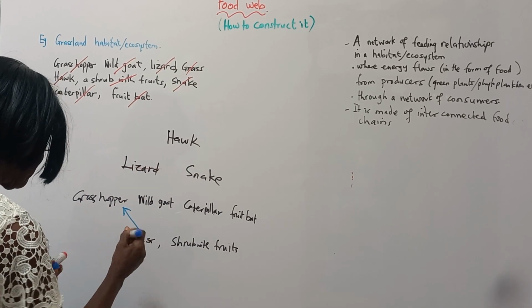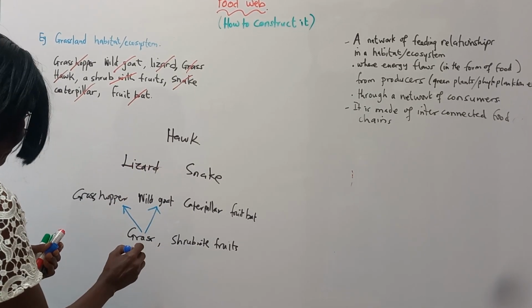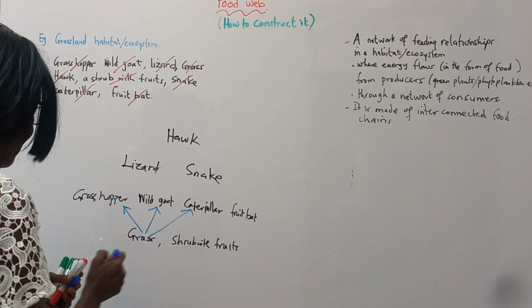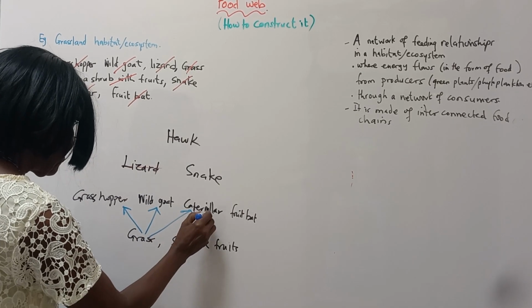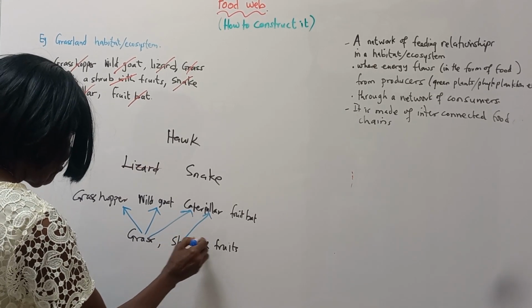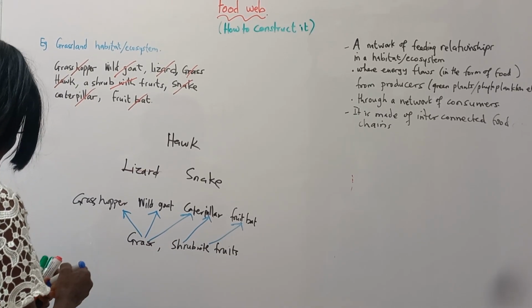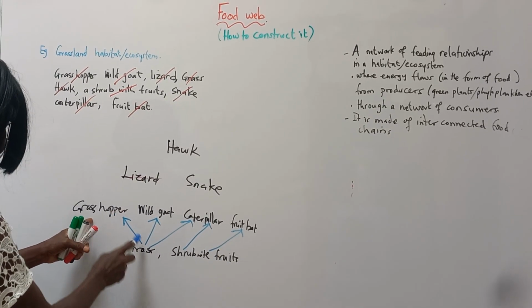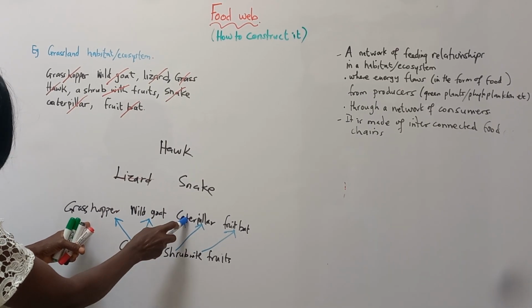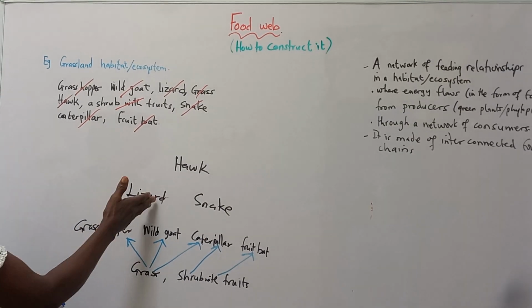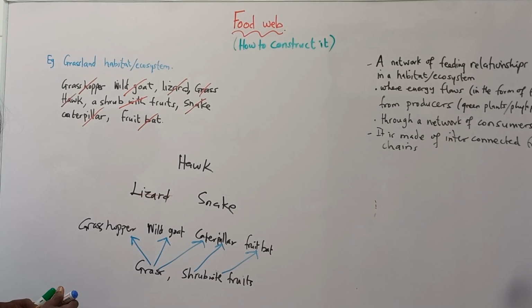So wild goat will also feed on the grass. Yes, caterpillar can feed on the grass. It can also feed on the shrub. The fruit bat can also feed on the shrub with fruits. Well, so we have grass, grasshopper, wild goats, caterpillar, fruit bats. We then come and put in the energy flows here.